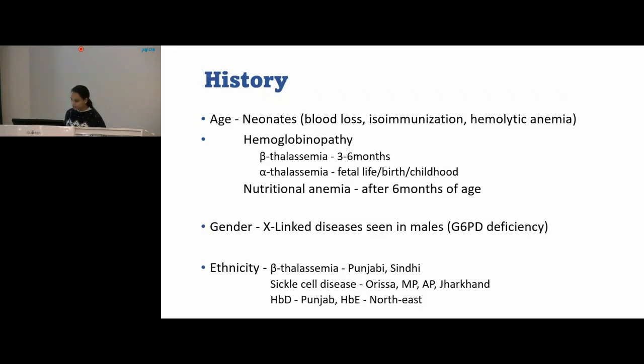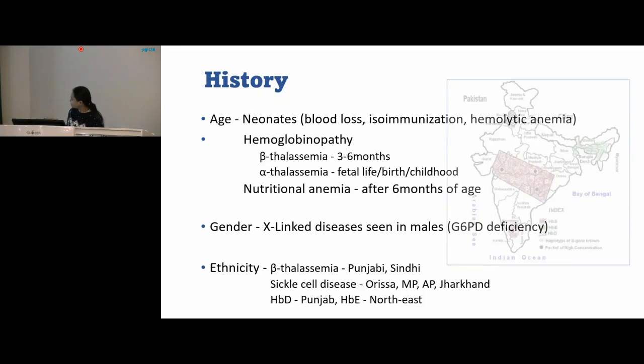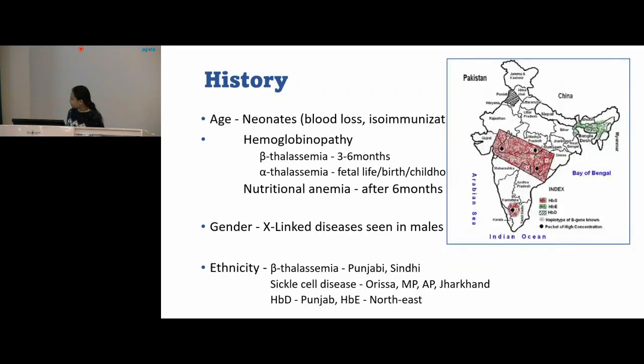And the place from where a patient is hailing is important. It also gives you a clue to the diagnosis. So this is the image. We can see that the thalassemia belt is usually located in this particular region, the Punjabis and Sindhis. And this red rectangle over here is basically the sickle belt of India, which is central India, including Orissa, Madhya Pradesh, Andhra Pradesh, Jharkhand, and a few pockets in Karnataka and Tamil Nadu as well.